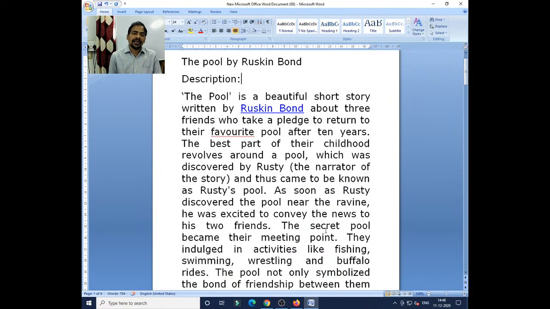Ruskin Bond, I hope that all of you are very much familiar with this writer. Already you have read him in class 7th. Can anyone tell me what you have already read written by Ruskin Bond in your class 7th? Who can tell me? One poem you have already read in class 7. Can anyone recall the poem in your reader book, written by Ruskin Bond? He is a writer, he is a poet also. One beautiful poem he has written.